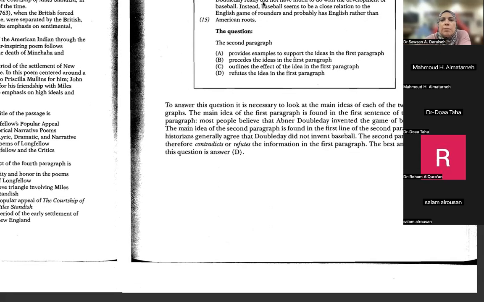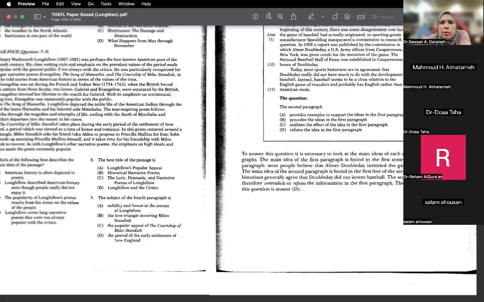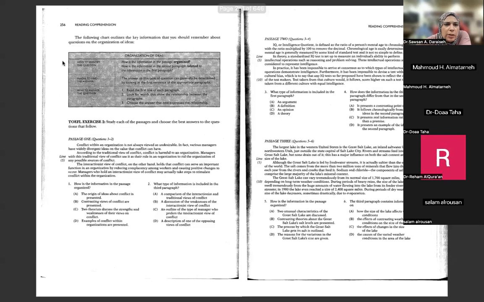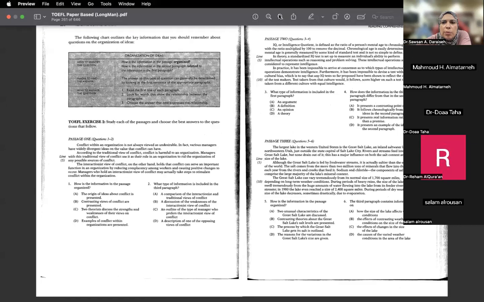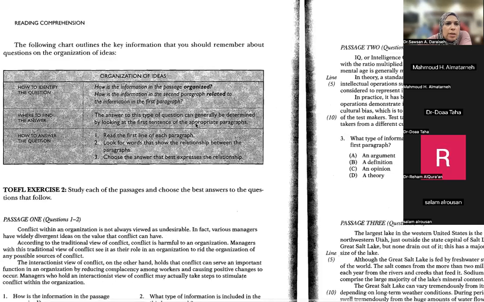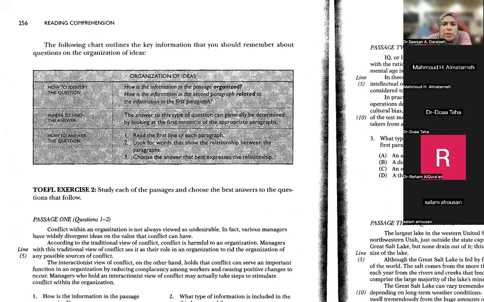Okay, let me move a little bit. Okay, let's move to the table. Let's look at the table, but I have to enlarge this a little bit. The table says: the following chart outlines the key information that you should remember about questions on the organization of ideas. How to identify the question.